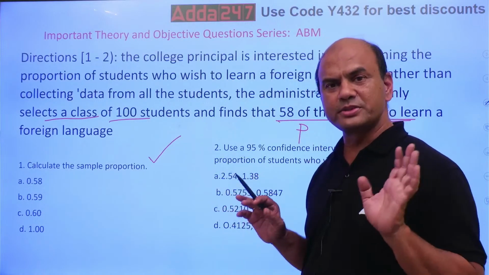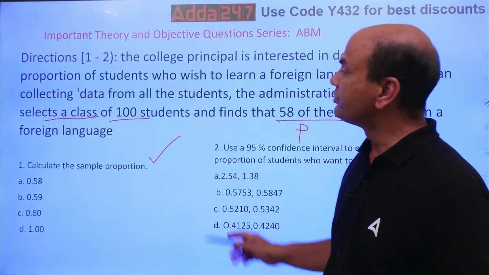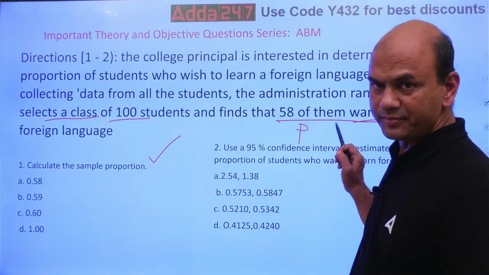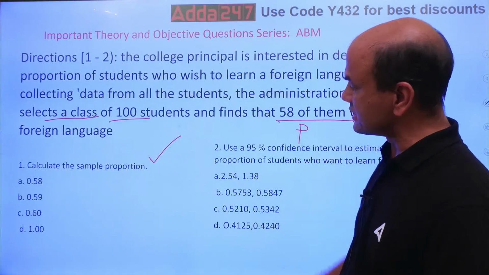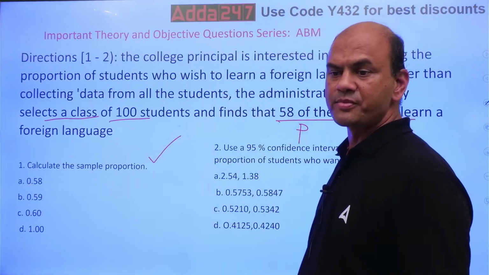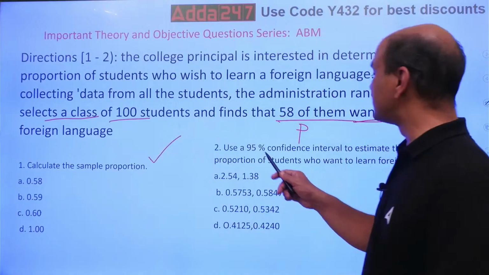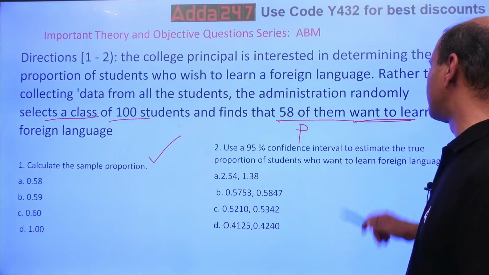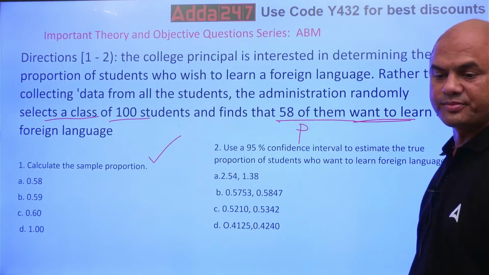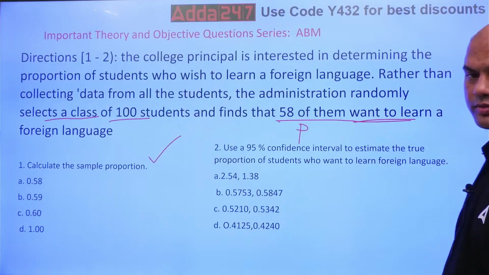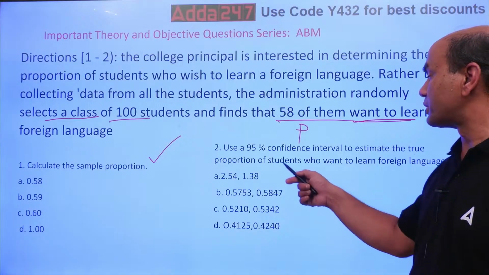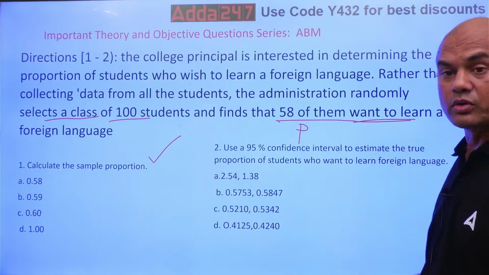There are only two results possible here. So select a class of 100 students, and 58 of them want to learn the foreign language. So P is want to learn. Now look at the questions. First, calculate the sample proportion. And second, use a 95% confidence interval to estimate the true proportion of students who want to learn the foreign language.